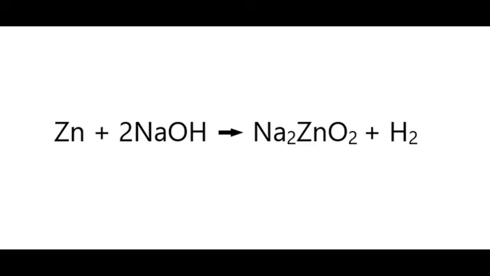Now because it is a salt, its state symbol would be solid, and then hydrogen gas is passed through it. So the hydrogen gas moves out into the atmosphere. So what did we observe in this experiment? We observed that NaOH, which is sodium hydroxide, which is a base, reacted with zinc, which is a metal, to give us salt and hydrogen gas.